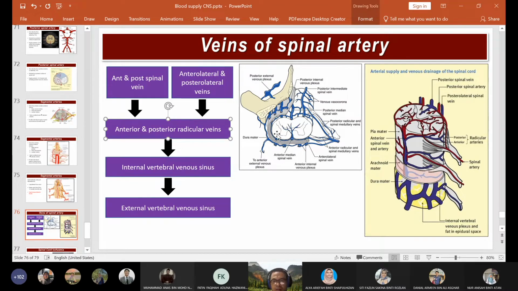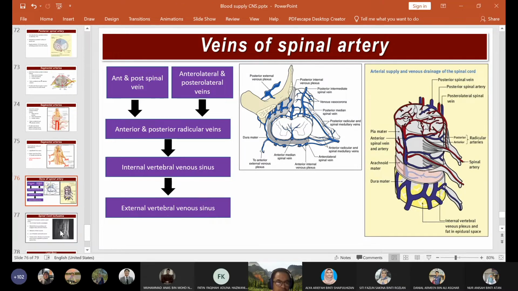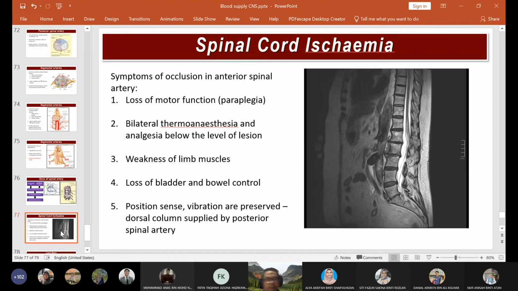Same for the radicular vein. Radicular vein, then the internal vertebral venous sinus, and then the external vertebral venous sinus. Here you can see the external venous plexus, and here is the internal venous plexus. So from the veins inside, they become the radicular vein, and then go to the internal venous plexus, and then the external venous plexus. That's all.